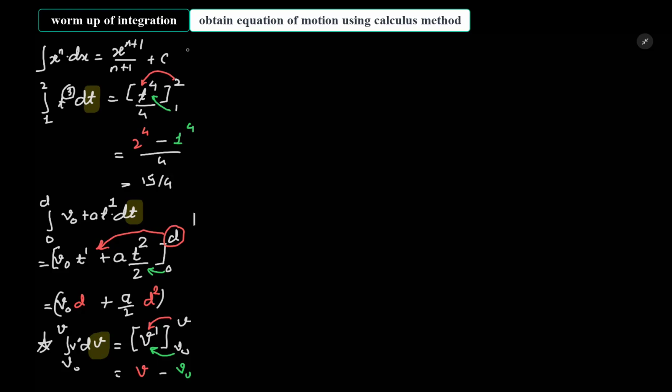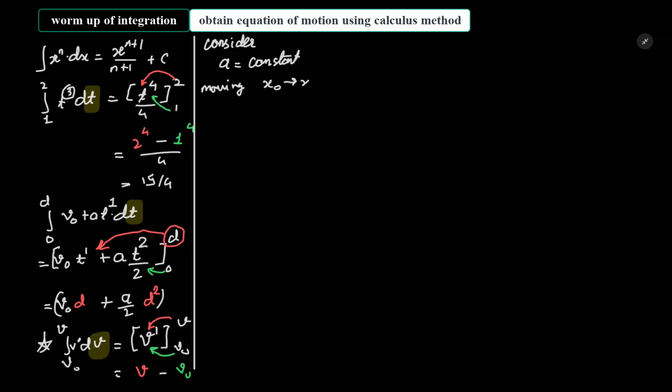Now let's start your question. Let's consider an object with constant acceleration, which is moving from x0 to x with velocity v0 to v in time 0 to t. So these are the limits of x, v and t. Okay, remember this thing.